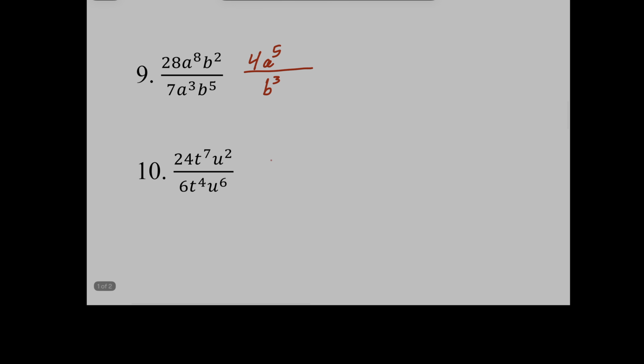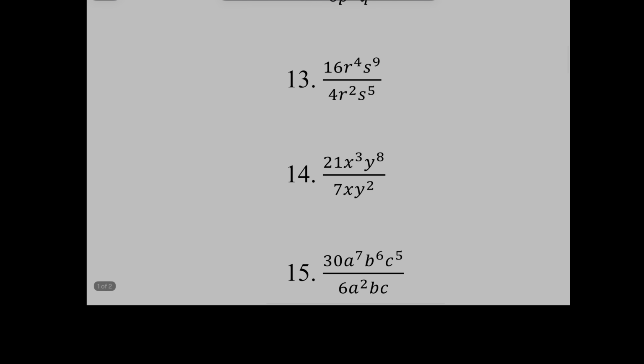Number 10. 24 divided by 6 is 4. I have more t's on top, so I subtract them, keep them on top. I have more u's on bottom, so I subtract and I keep them on the bottom. Okay, and that's basically all division with exponents is, okay? So now let's keep going here.